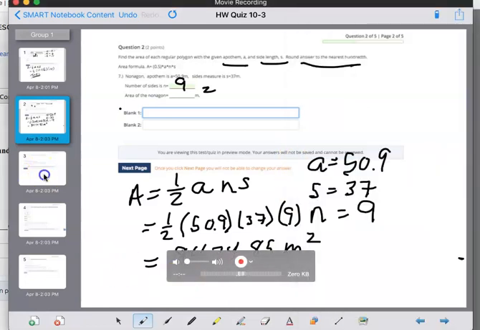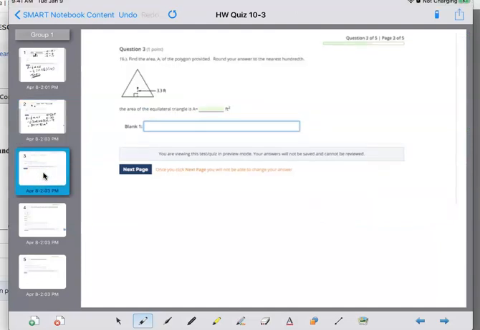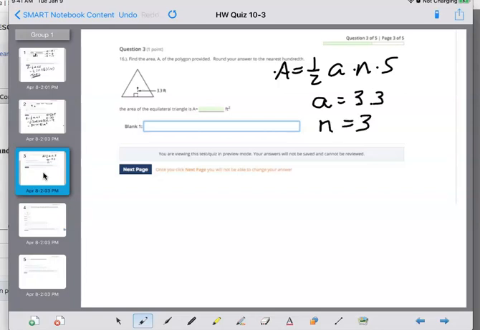Now let's go on to our third question. Again, remember, I'm still finding area. Area is 1/2 A N S. There's a bunch of different ways we can do this. I'm working with 1/2 ANS, and right here I know I'm working with a triangle, and I know the apothem. The apothem is 3.3. My number of sides is 3 because it's a triangle. I must find S, using skills that we used previously in chapter 8.